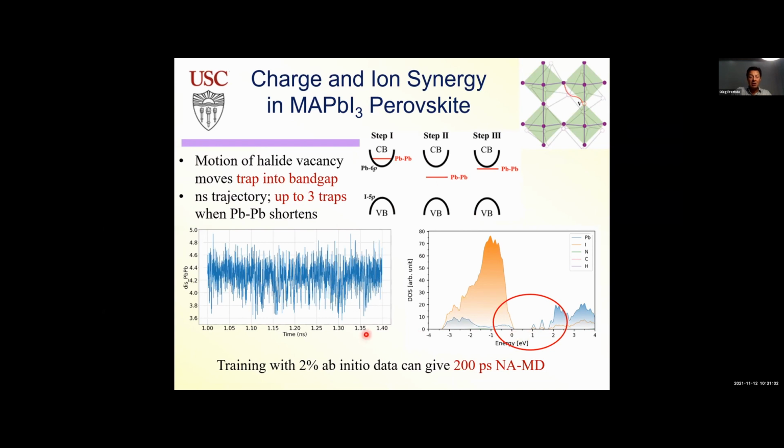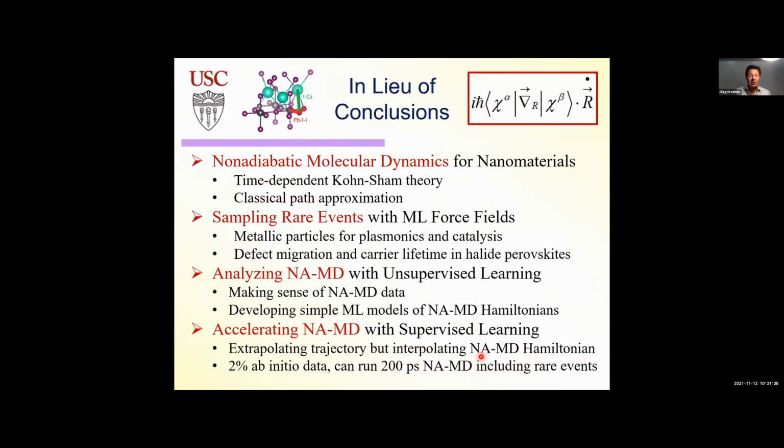So what we're doing now is that we don't need to use more than 2% of ab initio data to get the coupling. We can sample NAC from this trajectory, and we can do 3 picosecond, 200 picosecond, maybe even more, NAMD that samples all these unusual events, and it's going to be a much more realistic description of excited state dynamics in perovskites in this case. And this is something that we couldn't do before, so hopefully soon we'll be able to produce results for that. And all this stuff is very new, and much of it is not published yet.